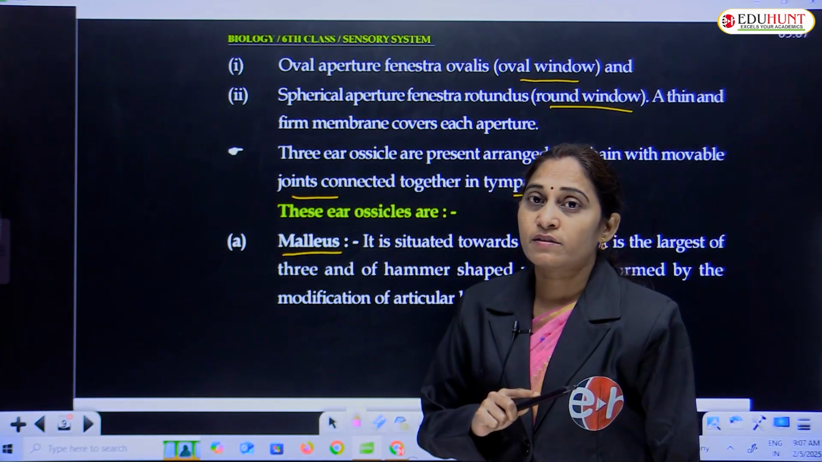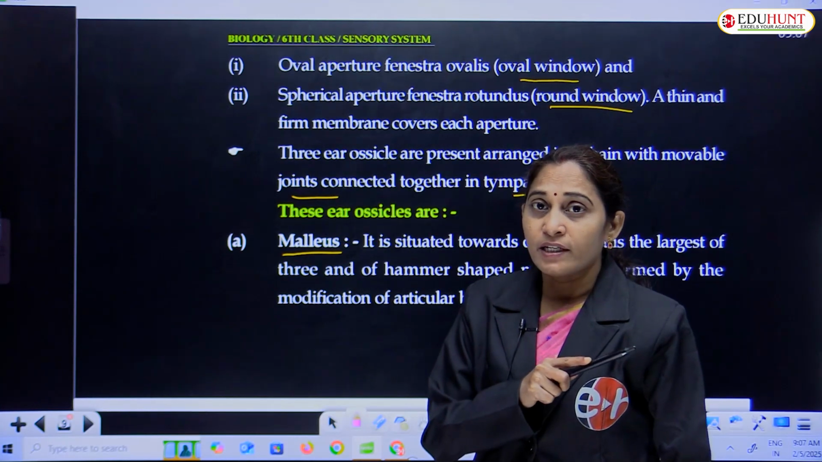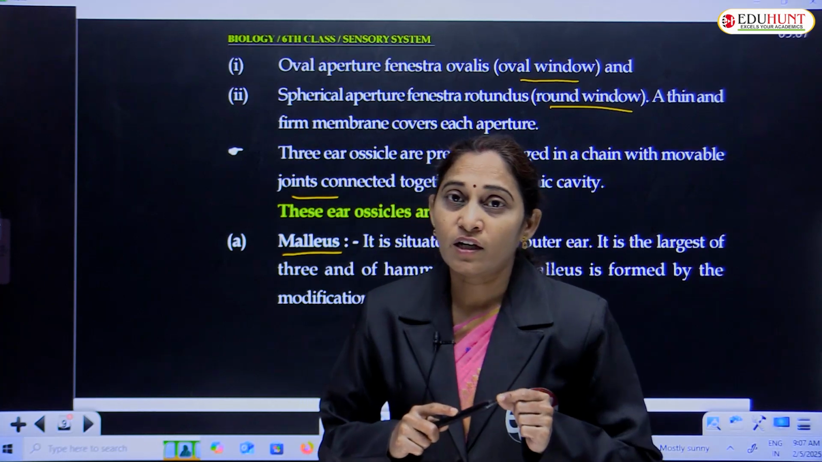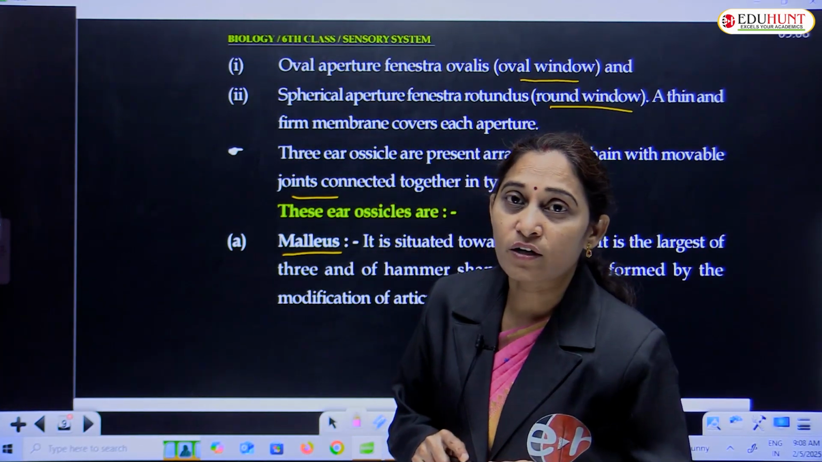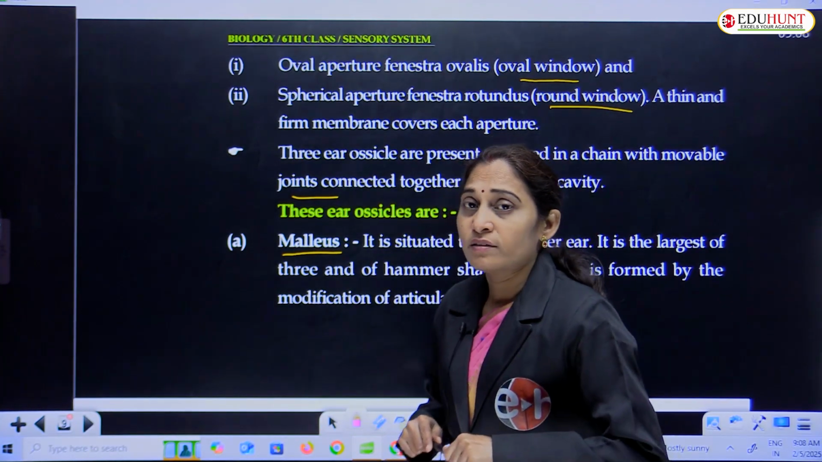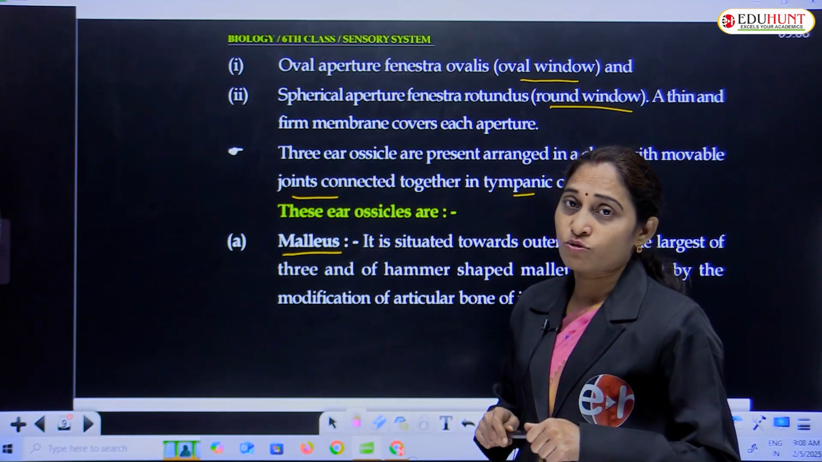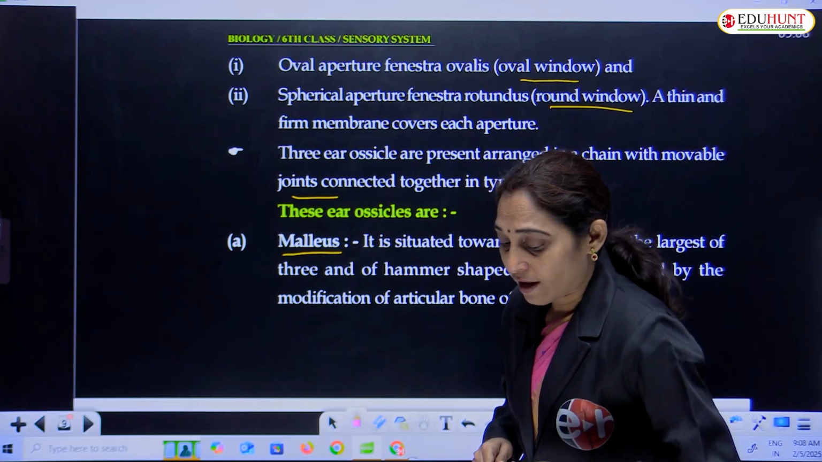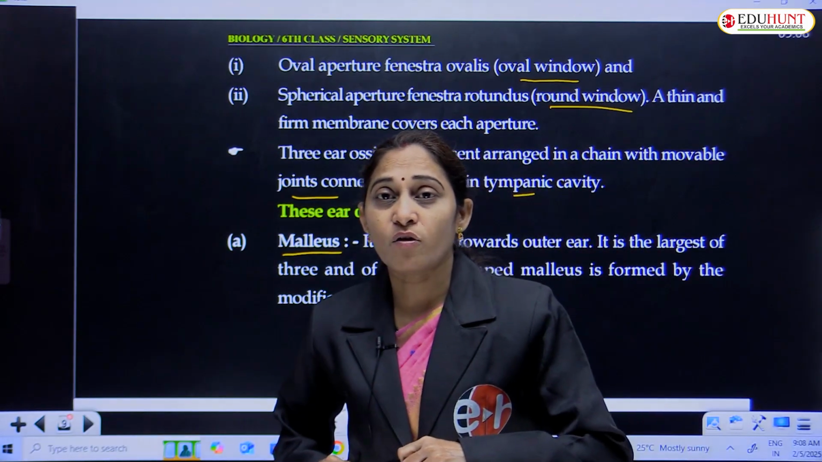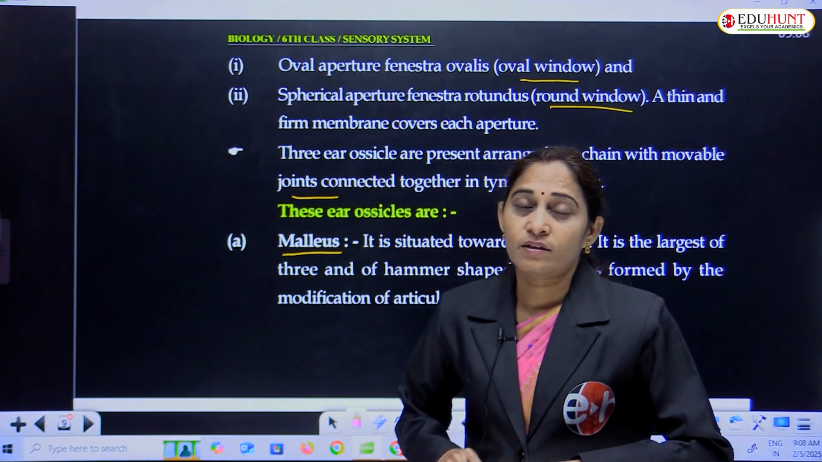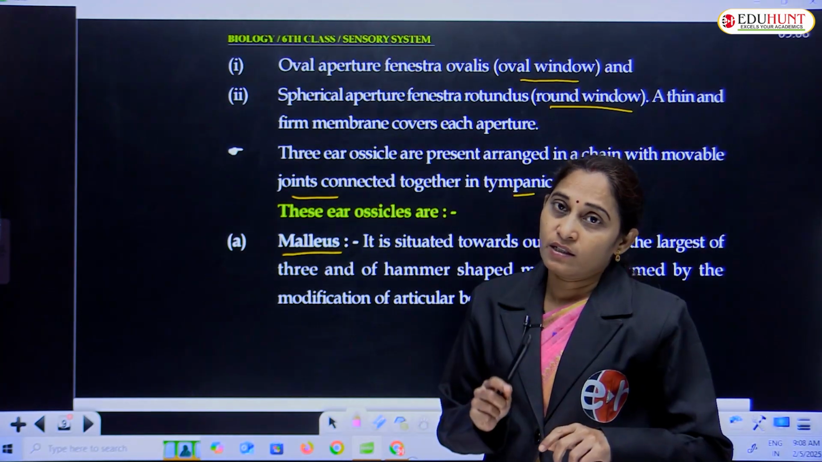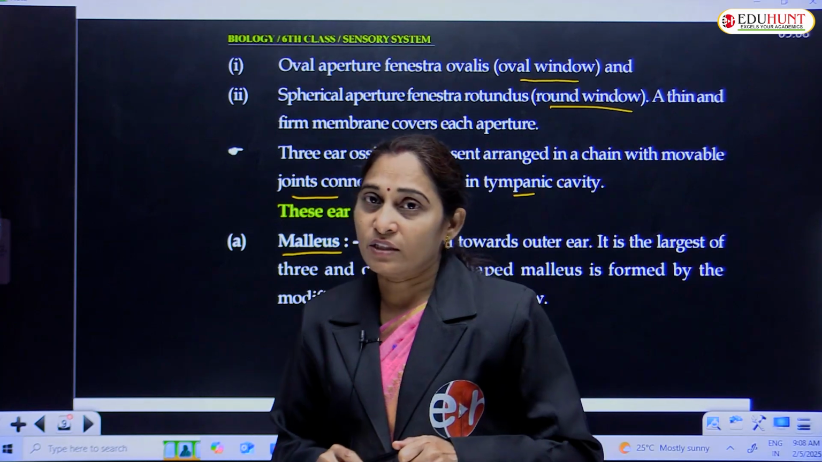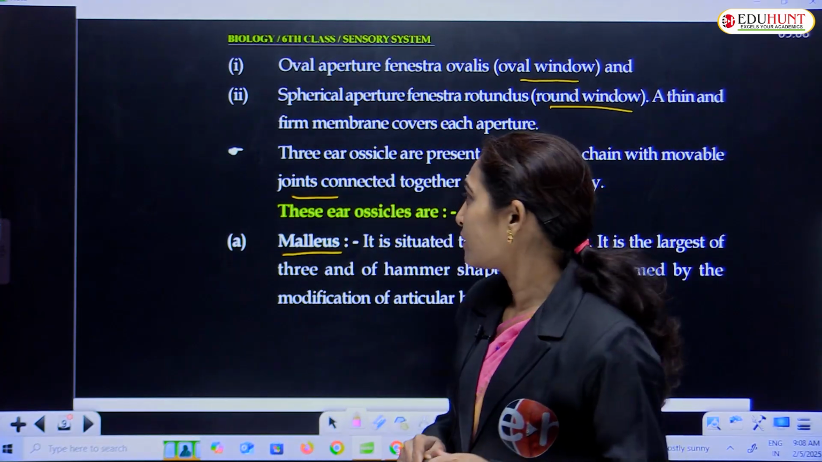And one more thing: the tympanic cavity is connected to the pharyngeal cavity through a small canal called the eustachian tube, and the importance of the eustachian tube was also discussed in the previous session. And we have also mentioned that there are three ear ossicles in the middle ear. One is the malleus, the middle one is incus, and the third one is the stapes.